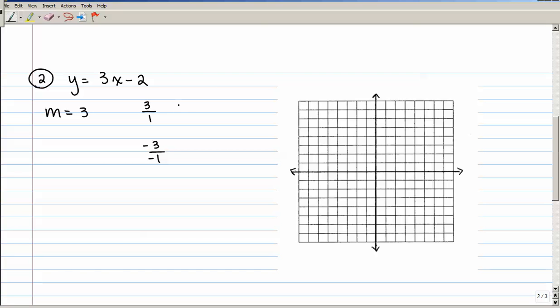So this means up 3 and right 1. And this means down 3 and left 1. And in this case, my b, my y-intercept, is negative 2. So I'll begin with my b and plot at negative 2 on the y-axis.